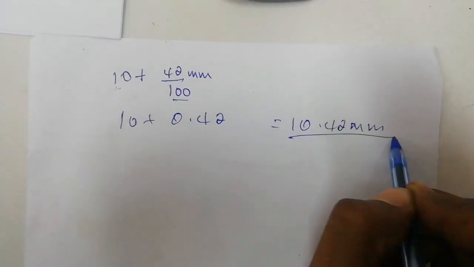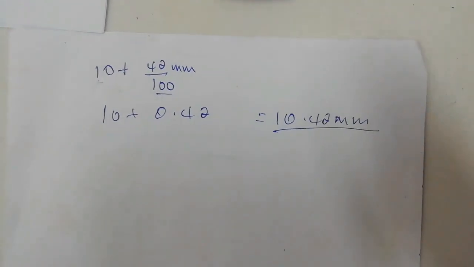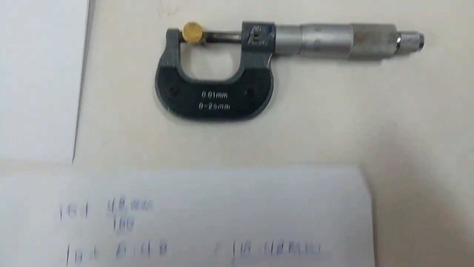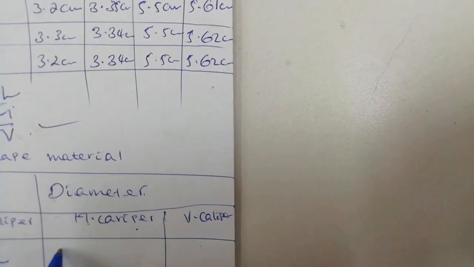millimeter. This is the diameter of the cylindrical shape. Then the diameter using the micrometer caliper is around 10.42 millimeter, or you can change it to centimeter.